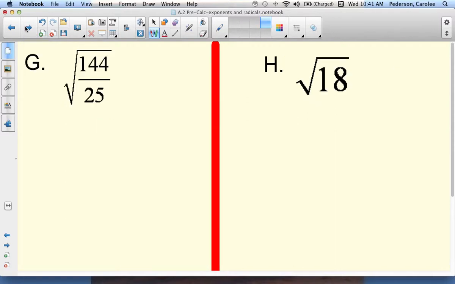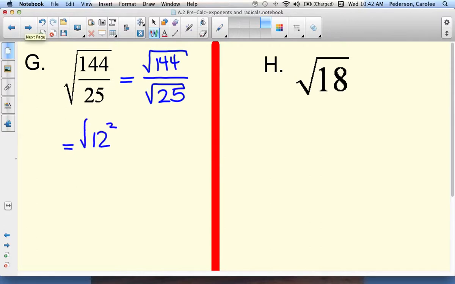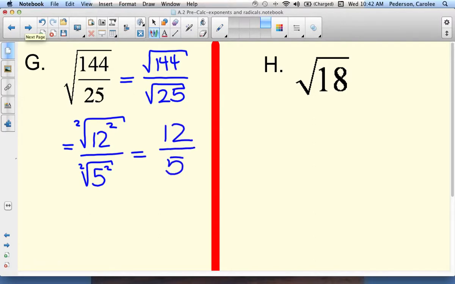Here's an example of a radical with a fraction. You can separate out that radical into two radicals. Square root of 144 in the numerator, and then the square root of 25 in the denominator. Then the square root of 144 is 12. I'm just going to rewrite it as 12 squared. And then the square root of 25 is 5. I'll just rewrite it as 5 squared. So I'm left with 12 over 5.